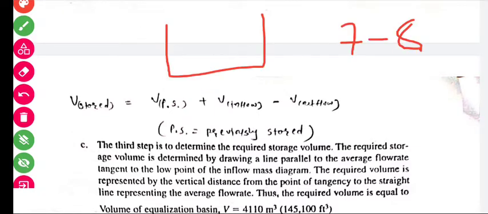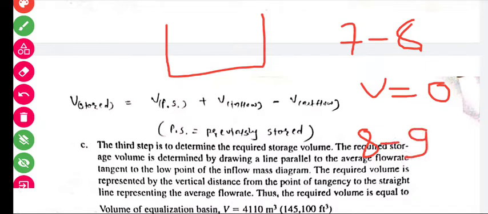For 7 to 8 hour, how much volume previously? Let me make you more clear. At the end of 7 to 8 hour, total or final volume will be 0. Now let's talk about next 8 to 9 hour.